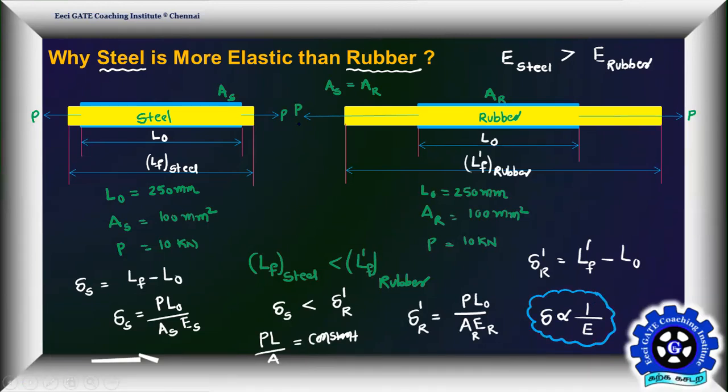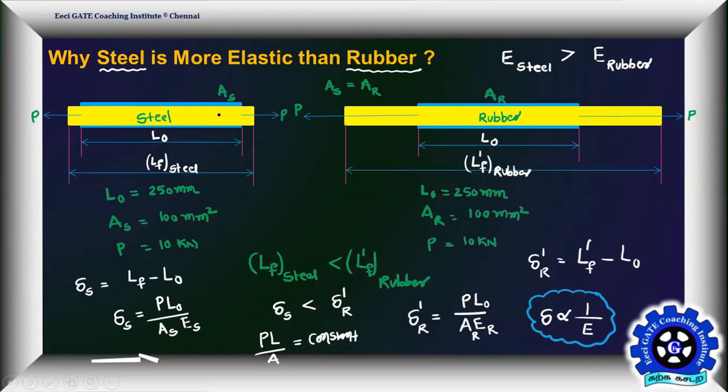First, see two specimens. Here one is made up of steel, another one is made up of rubber. This is initial dimensions, and the yellow color is after deformation, the final dimensions. Initial original length is same in both the cases, and L final steel is here, L dash final rubber. Just common sense: same specimen and same length, area of cross section is same, you applied the same load. Of course, rubber will elongate more compared to steel.